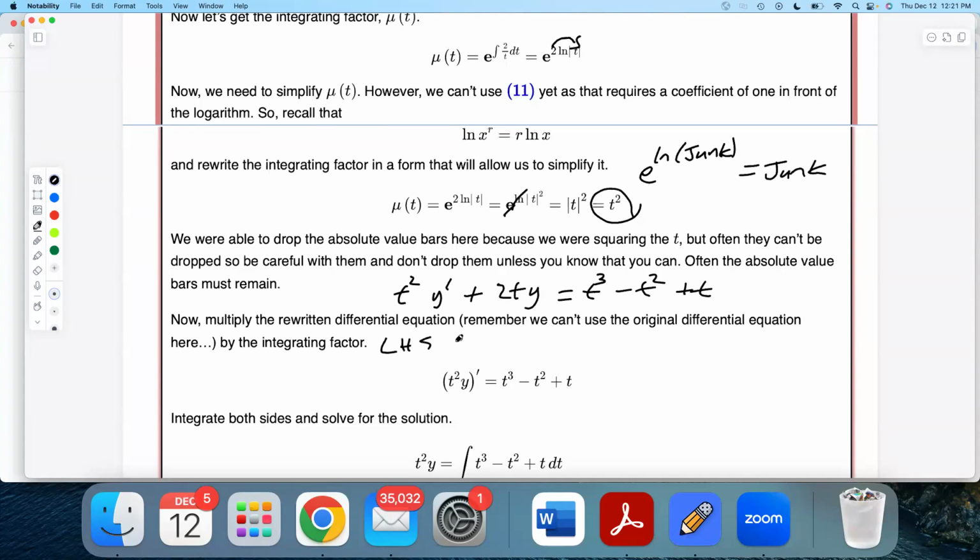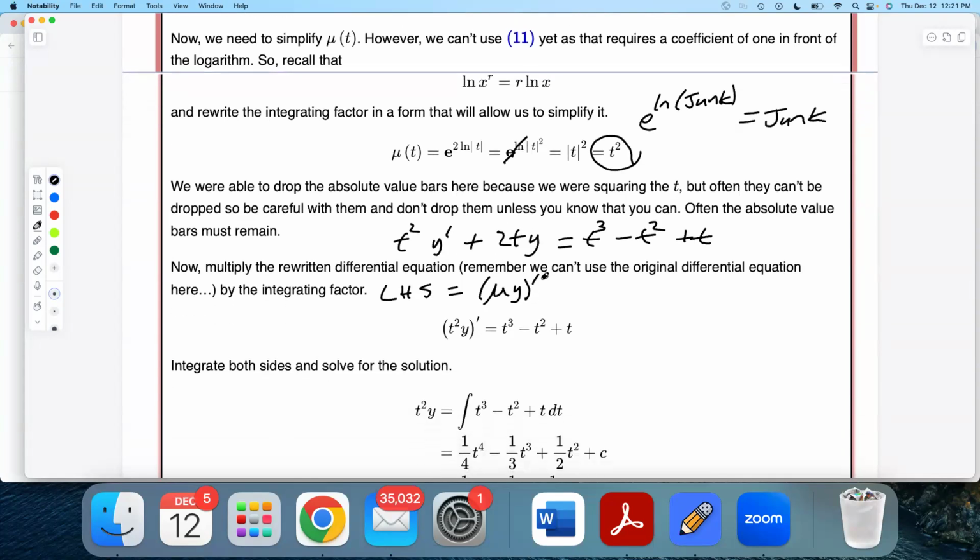I'm going to write this out. The left-hand side should always equal the derivative of mu times y. Mu and y. Let's check it. Derivative of the first, because remember, both of these are functions of t, we have to use the product rule. Derivative of t squared is 2t times leave the second alone, plus leave the first alone times the derivative of the second. What's the derivative of y? Y prime.